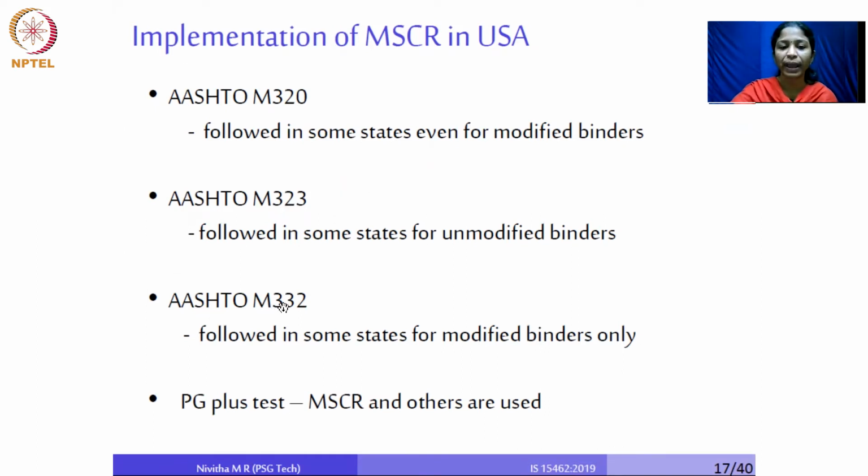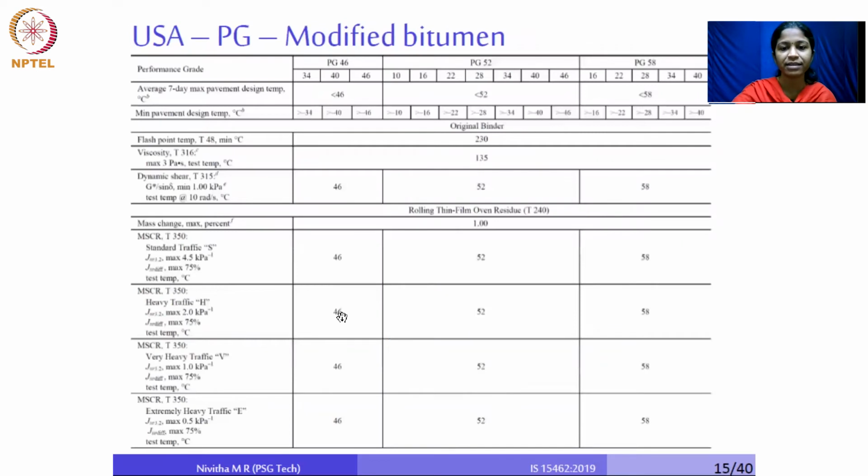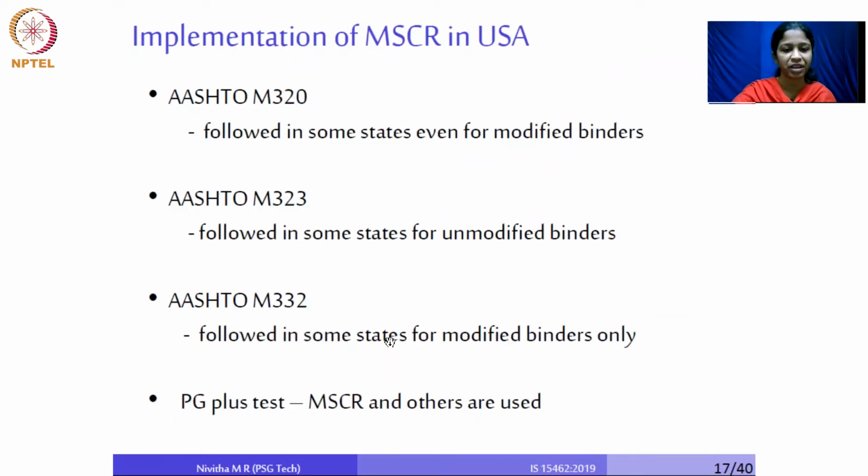Then we also have the AASHTO M332 specification, which incorporates this MSCR, like which I showed you now, right? So basically there are 3 codes with regard to the performance grading system in USA. The original AASHTO M320, which is for unmodified bitumen, or which was originally introduced. AASHTO M323, which incorporates grade bumping. AASHTO M332, which uses the MSCR test. You should remember that when we have the MSCR test, there is no grade bumping, because those letters S, H and all those things from the JNR value take care of the traffic conditions.